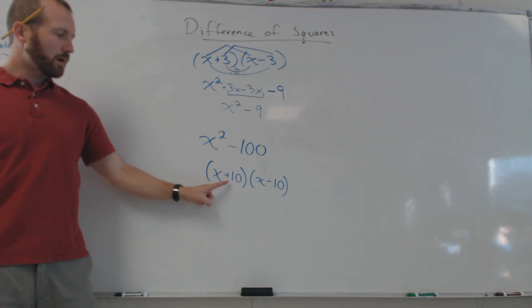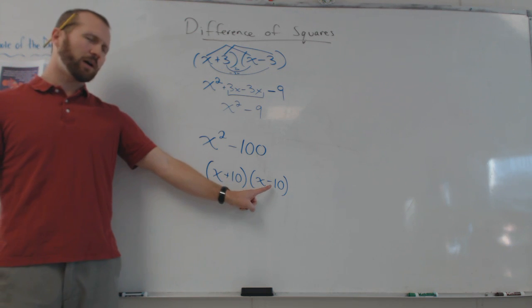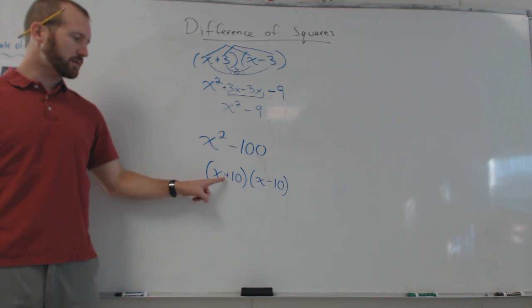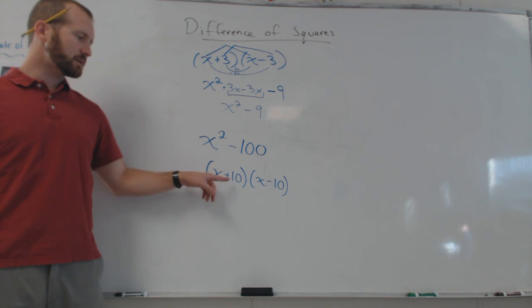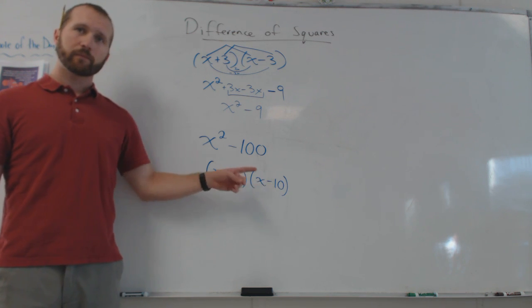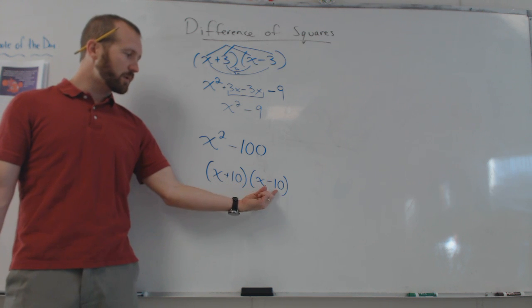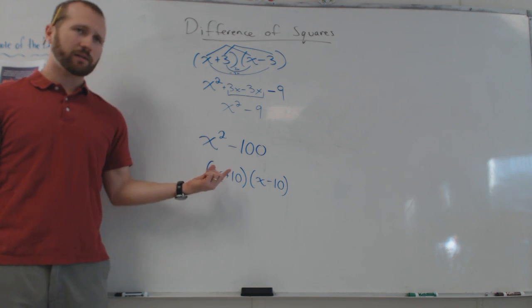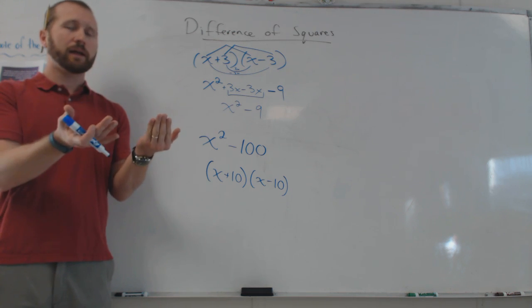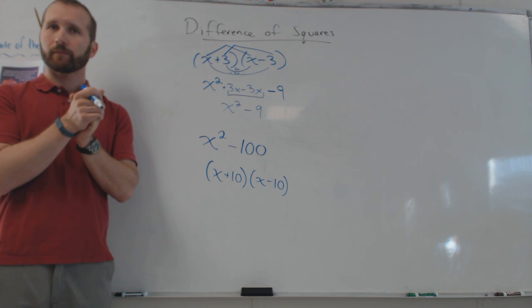And you notice we're always going to have plus in one and minus in the other with a difference of squares. So that's one of the characteristics of a difference of squares. One factor has the plus and one factor has the minus. And then you're always going to have the same number, because the only things that are going to add up to 0 are positive and negative of the same number.